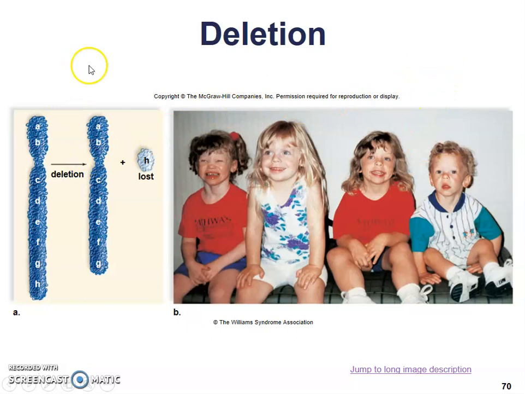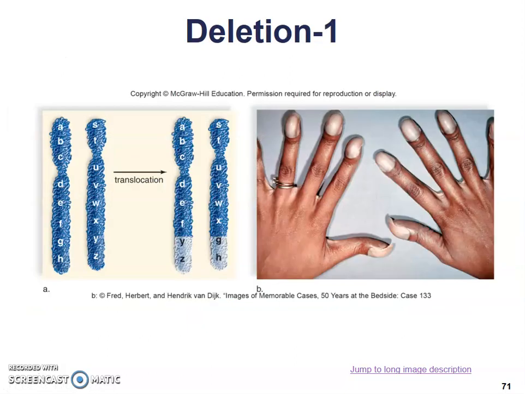Here we have a picture of Williams syndrome, okay? And here we have a translocation. Notice the fingernails are not growing in the way that they usually do.